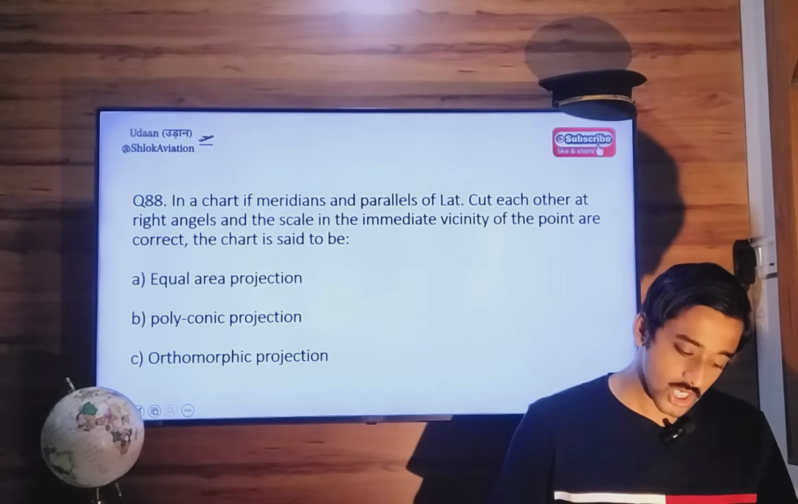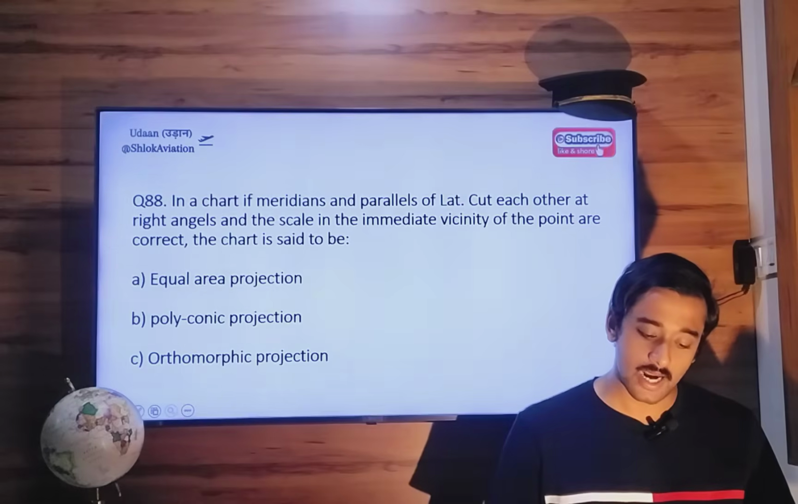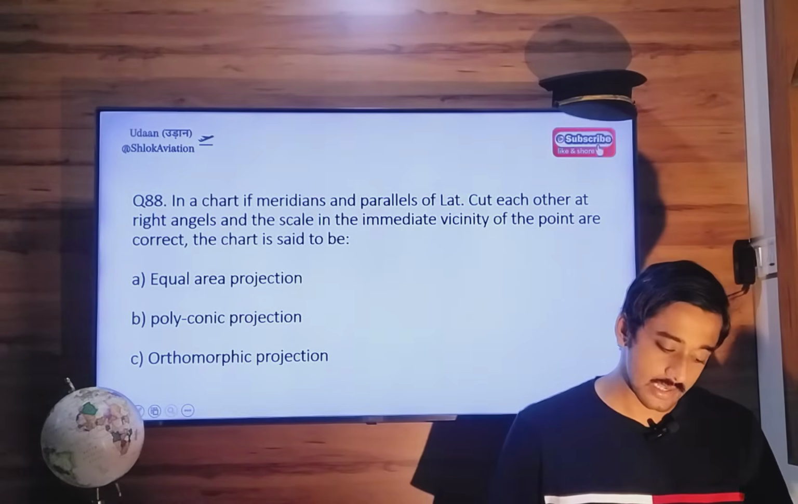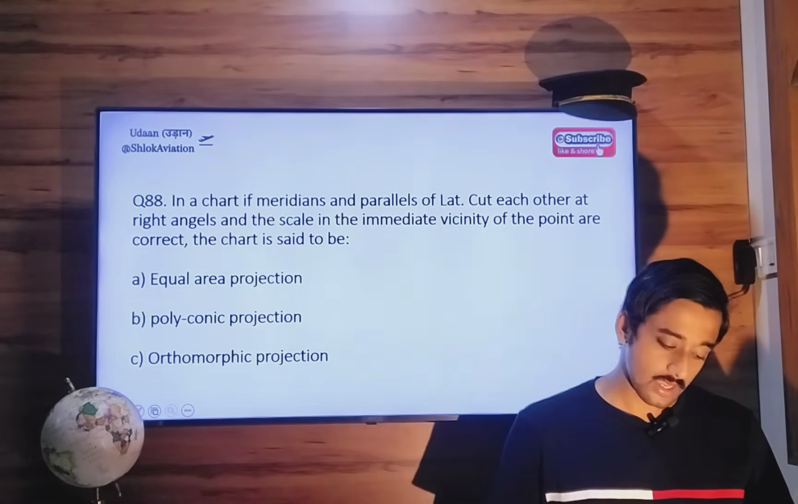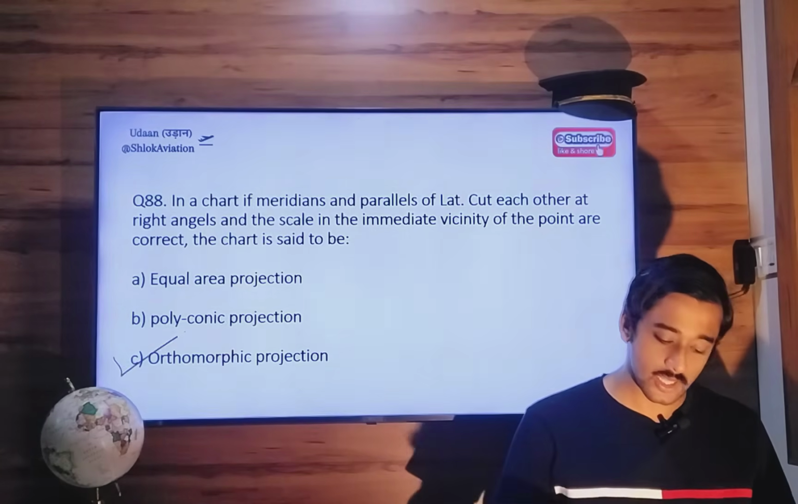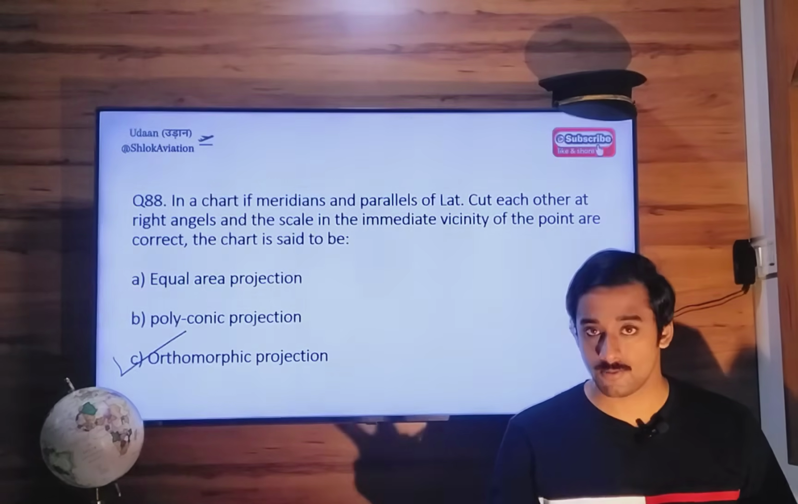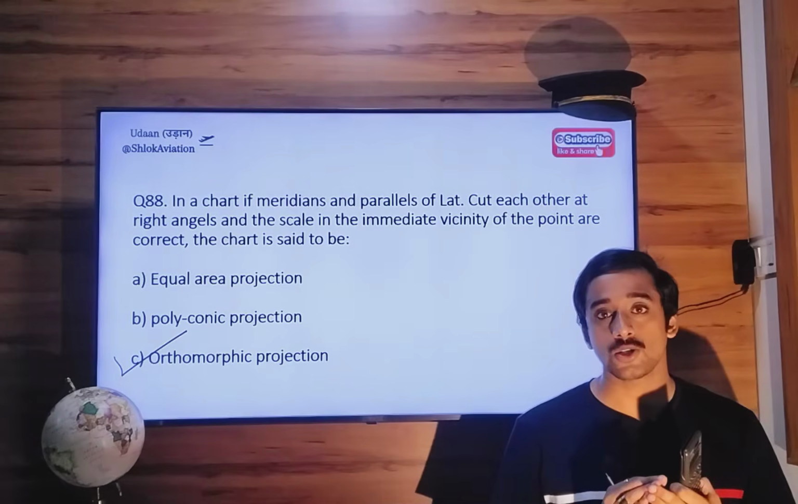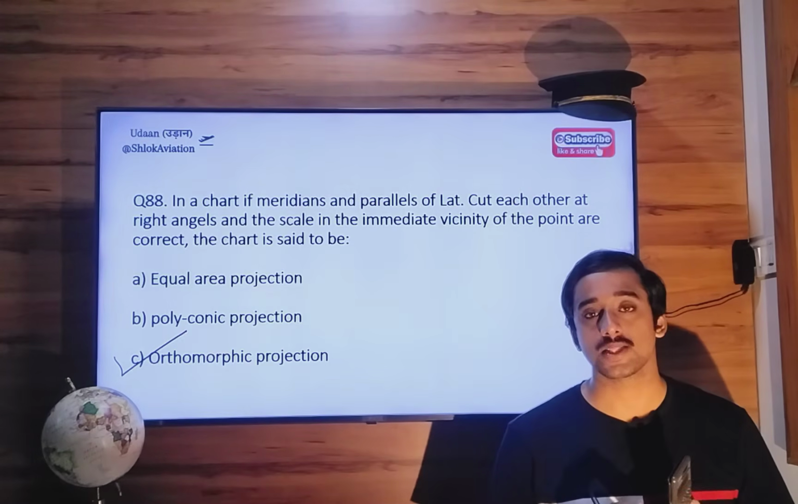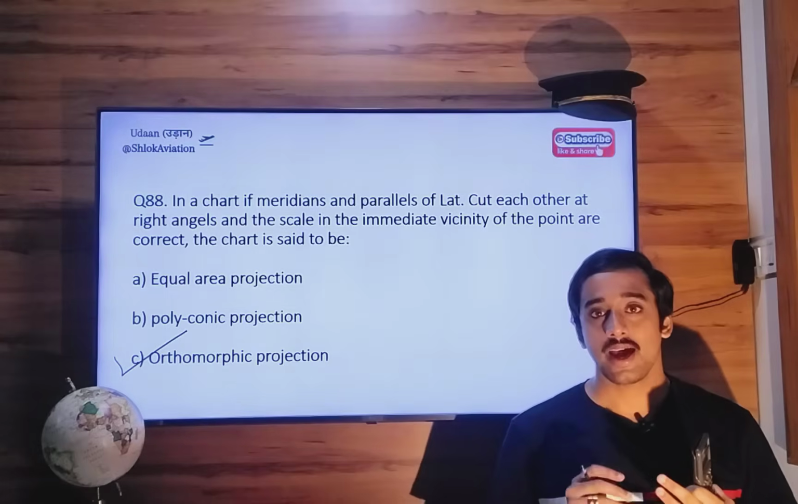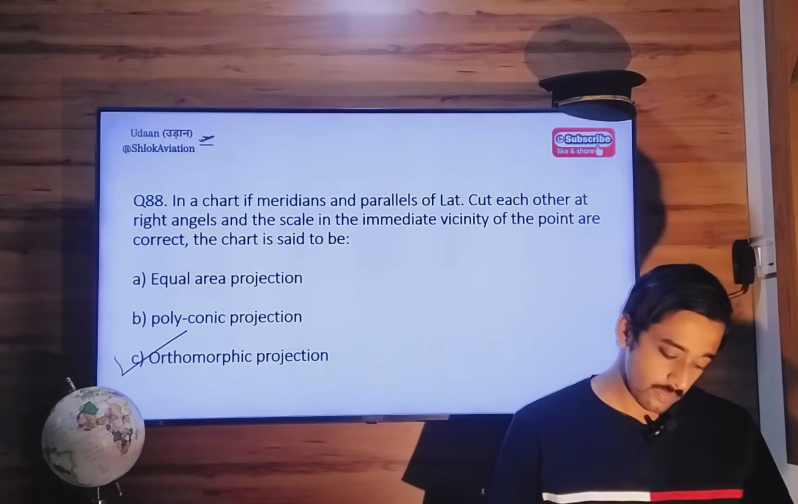Next, in a chart, if meridians and parallels of latitude cut each other at 90 degrees and the scale is correct, the chart is said to be orthomorphic. So there are two properties of an orthomorphic projection. Meridians of longitude and parallels of latitude must intersect at 90 degrees and the scale must be correct.